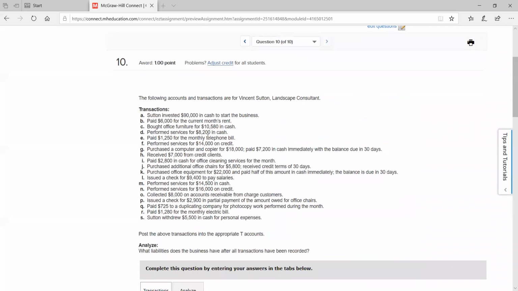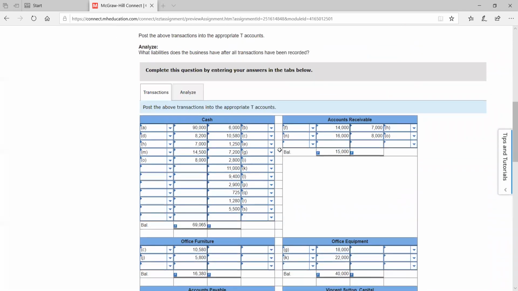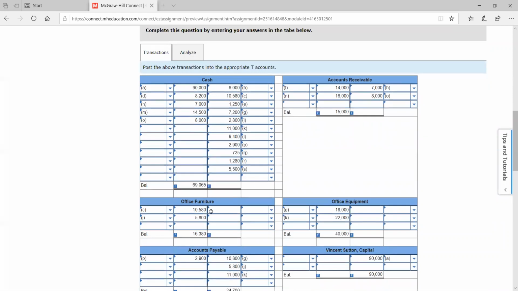That's letter B. Letter C says you bought office furniture for $10,580 cash, so we're going to be crediting cash. And it's the office furniture. There's your $10,580 right there. There's your debit there. And of course, there's the offset right there.